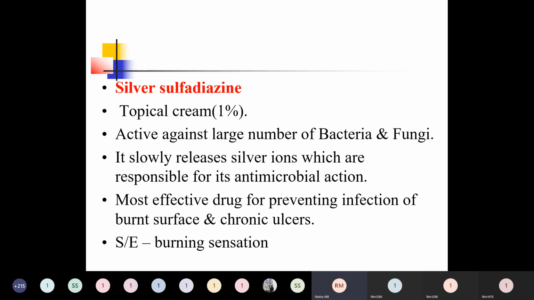The next drug is silver sulfadiazine. It is also topically used as 1% cream. It is effective against some of the bacteria and fungi. It releases silver ions, which are responsible for the antimicrobial activity. Again, this is used topically for burn dressing and dressing of chronic ulcers to prevent any infection. If the infection is already existing, it may not be effective. Side effect would be again burning sensation, which is seen with Mafenide also.